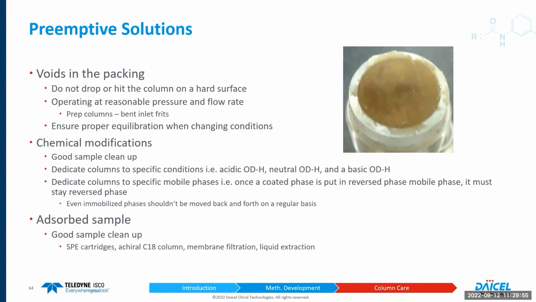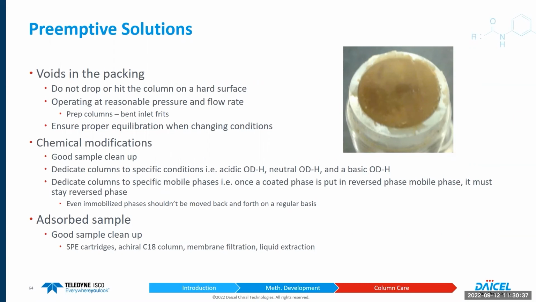Good sample cleanup is always something that we have to harp on. And if it's possible, dedicating specific columns to certain conditions is always a nice thing to do, especially if you're using basic additives. Sometimes you're better off having 2 sets of columns to be able to do basic SFC and then acidic neutral SFC. And then again, for the absorbed samples, good sample cleanup, instituting cleanup with things like solid phase extraction cartridges or membrane filtration to make sure that you're removing cell components or those petroleum samples, the hydrocarbons that are perhaps going to stick and junk up the column.